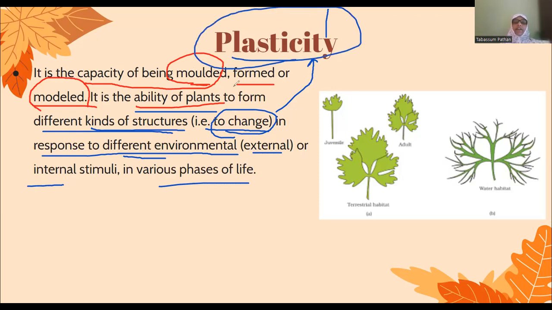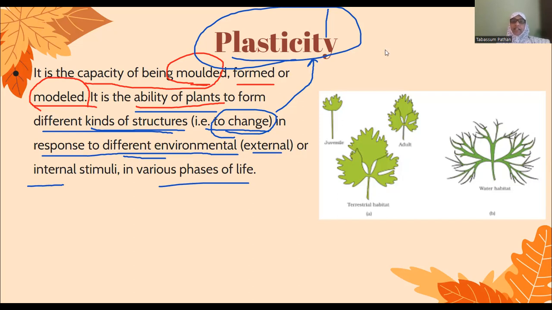The capacity of being able to change the structures, different kinds of structures, in response to internal or external environmental conditions. This can take place throughout life, or it can take place at particular intervals during the lifetime of the plant.